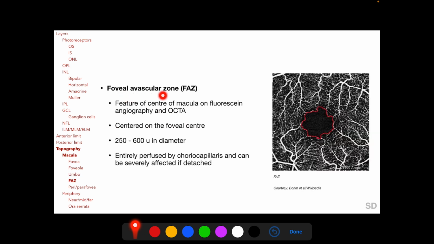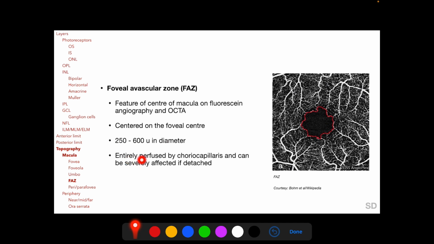The foveal avascular zone is a feature of the center of the macula on fluorescein angiography and optical coherence tomography angiography. This photograph shows an optical coherence tomography angiogram showing the foveal avascular zone. The foveal avascular zone is centered on the foveal center and is approximately 250 to 600 microns in diameter, and thus corresponds more or less with the foveola.